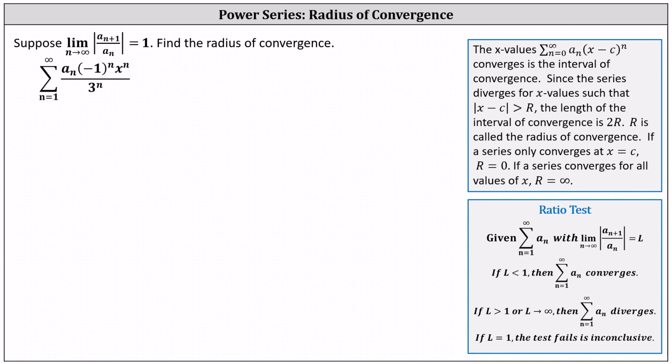Suppose the limit as n approaches infinity of the absolute value of the quotient of a sub n plus 1 and a sub n equals 1. Find the radius of convergence for the given power series. We have the sum from n equals 1 to infinity of the product of a sub n, negative 1 to the power of n, and x to the power of n, all divided by 3 to the power of n.